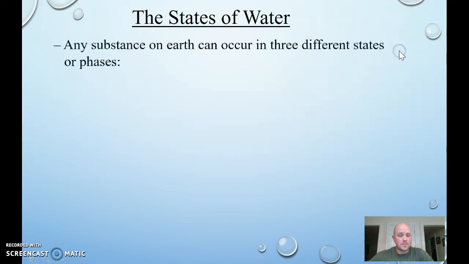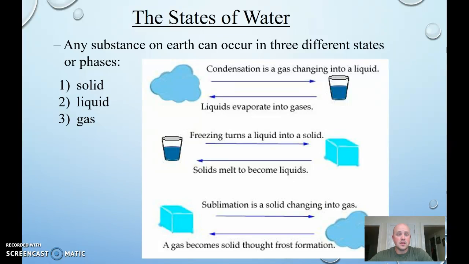So the states of water. Any substance on Earth can occur in three different states or phases: solid, liquid, or gas. In this case, condensation is a gas changing to a liquid. Liquid evaporates back into a gas. Freezing turns a liquid to a solid. Solids melt to become liquids. Sublimation is when a solid changes into gas, and a gas becomes solid through frost formation. That should be in review. That's some old stuff, if I recall.